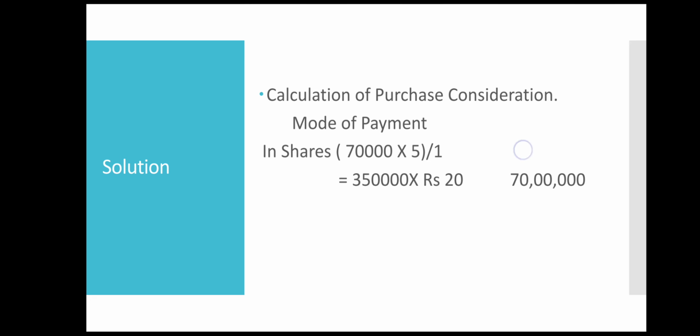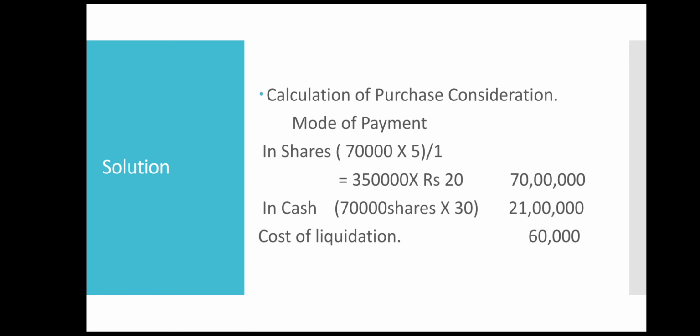Next is in the form of cash. So rupees 30 is paid in cash for 70,000 shares, that will amount to 21 lakh rupees. And finally the cost of liquidation, that is 60,000 rupees. Now we have to add all this to get the amount of purchase consideration. So purchase consideration is 91 lakh 60,000. Okay, I hope the problem is clear.